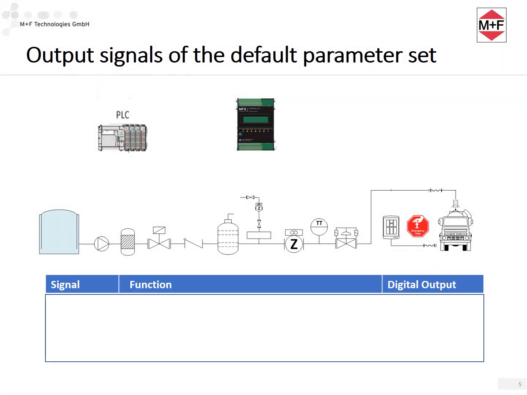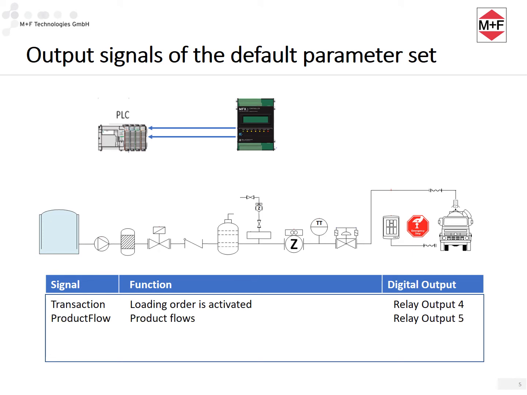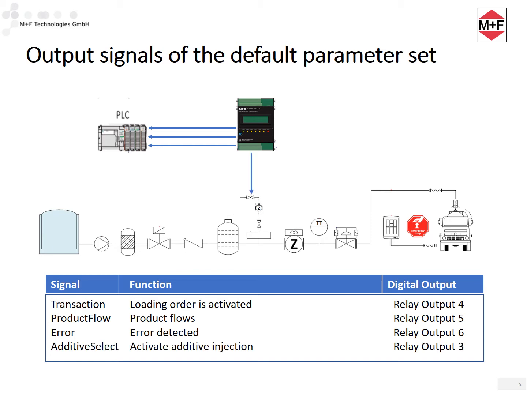These output signals for the loading line and line control are defined. The loading order is active, an example for switching on the pump. The product flow is present, a signal for system monitoring. The loading is without errors, also a signal for system monitoring. Release of the additive line serves for valve control. For these signals, corresponding connectors are selected at the MFX4 controller.